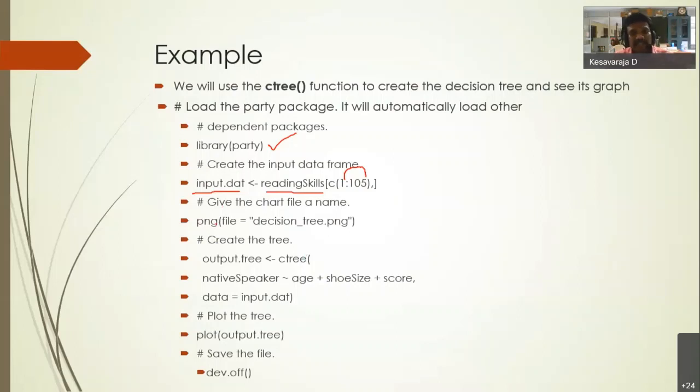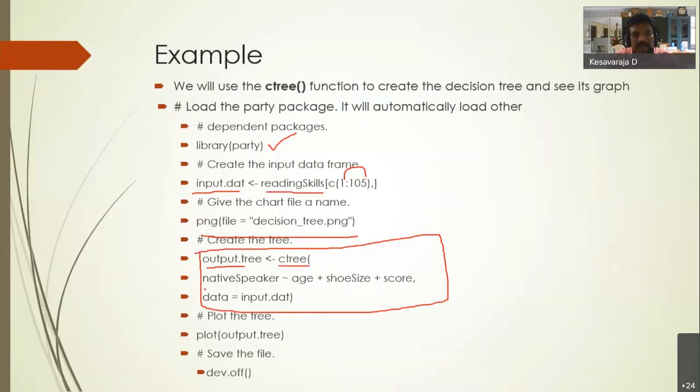So I'm printing a decision tree. PNG file equal to decision tree. Output.tree equal to, please see this line only, output.tree equal to ctree of native speaker. Native speaker is my result, that is why tilde symbol, age plus shoe size plus score. There I was using LM, here I am using ctree, decision tree. So here multiple features are merged together. Output.tree equals ctree of native speaker tilde age plus shoe size plus score, comma data equal to input.dat, then plot output.tree.